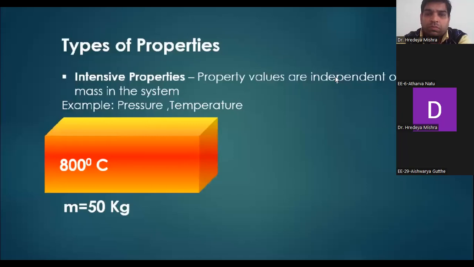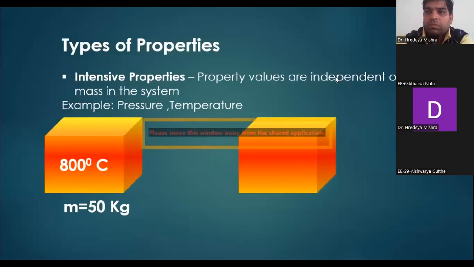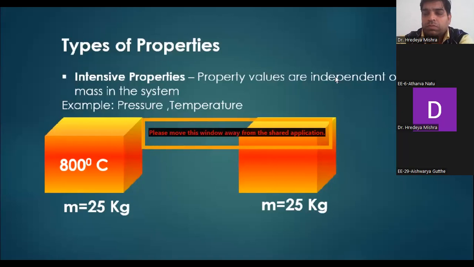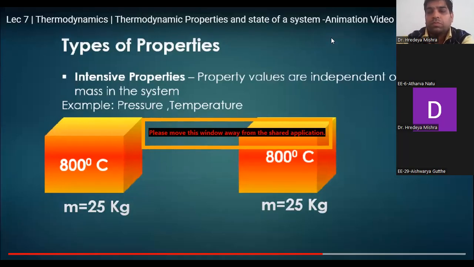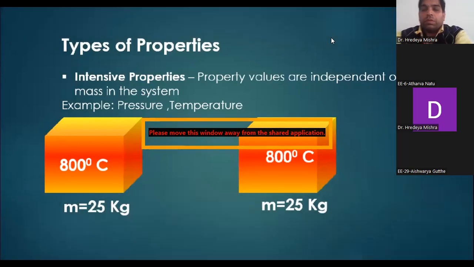Consider a metallic cube which is heated and is at 800 degrees Celsius, and the mass is 50 kilograms. Now what I am going to do is cut the mass into two pieces. So what will happen? The mass will be split into 25 kg and 25 kg. So mass is reduced to half. So what will happen to temperature? Temperature will be the same. Why? Because if you cut an 800 degrees Celsius metallic body, both pieces will have the same temperature even after cutting, which means that the temperature is independent of mass.